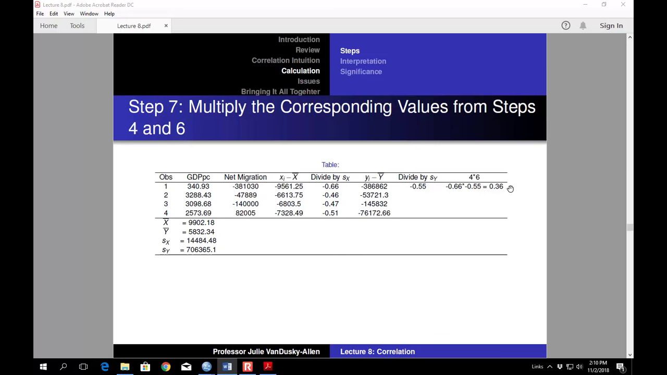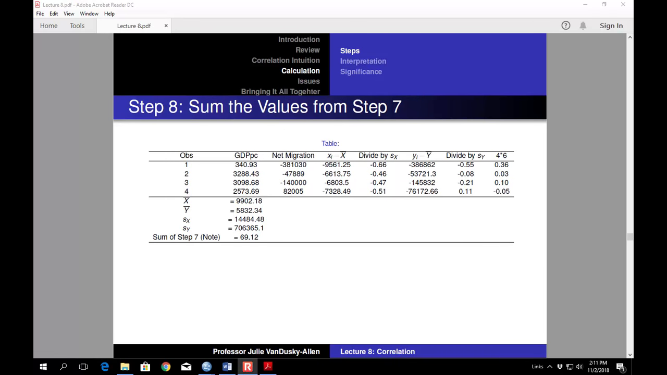Then you multiply the values from steps 4 and 6 together. Negative 0.66 times negative 0.55 is 0.36. You do this for the rest of the observations. Then you add all the values from step 7 together. When I did that, I got 69.12. Remember that I used 178 observations, but I'm only showing you 4 here, so the sum here should be different than the sum of these 4 observations.